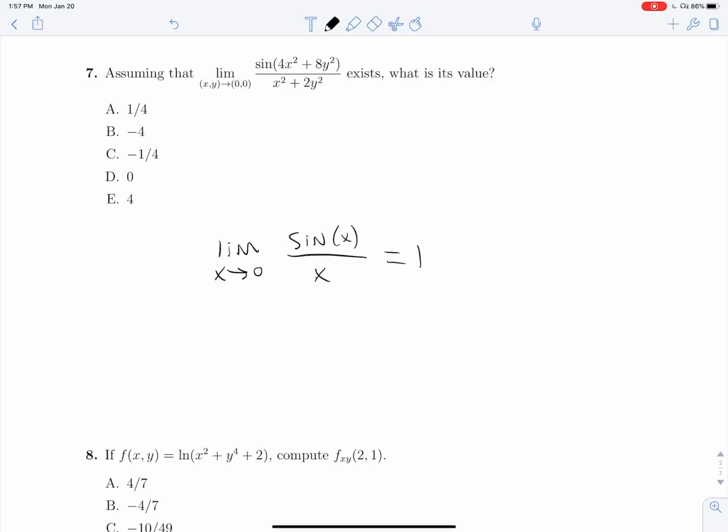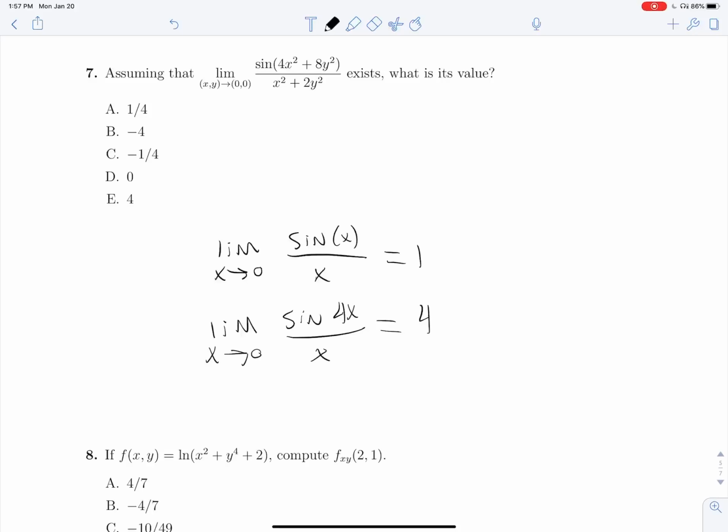And in fact, you can end up doing some L'Hopital's rule shenanigans on this guy up here, but all you need to recognize is that the expression up here is 4 times our denominator. It's exactly 4 times. And this fact holds. So if we have the limit as x approaches 0 of sine 4x over x, that is equal to 4.